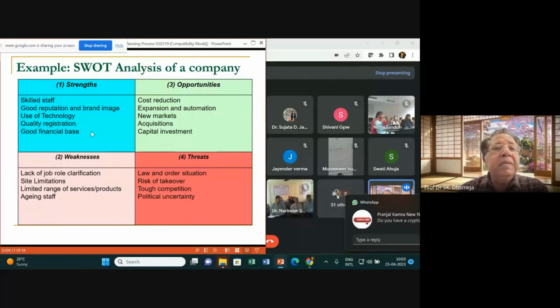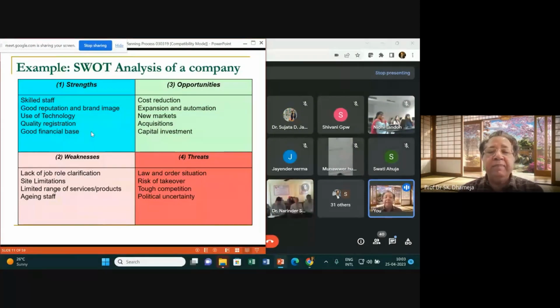Skilled staff could be a strength. Good reputation and brand image, use of technology, quality registration like ISO, etc., and a good financial base. These are the strengths. What could be the weaknesses?